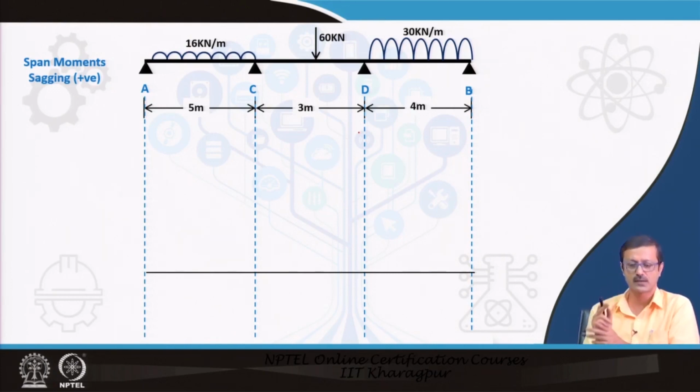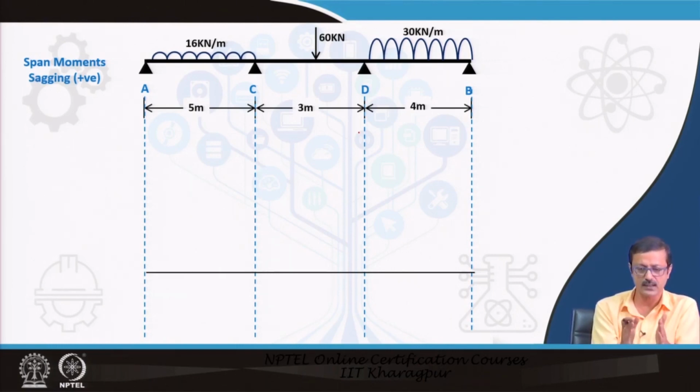Another point I must tell you: end A and end B may be fixed, but end C and end D cannot be fixed, because the central support has to be a simple support or a continuity support, and only A and B can be fixed supports. So if I take AC, CD or DB as simply supported, I can find the simply supported bending moment, which is called the span moment, and which is sagging.